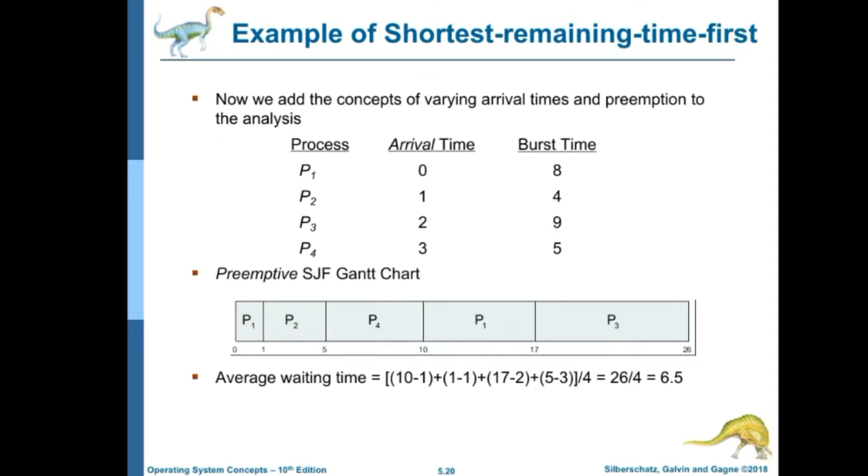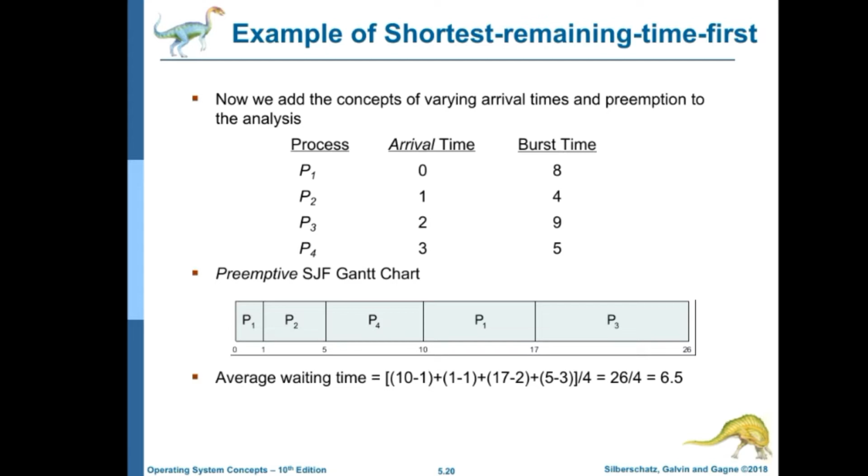Examples of shortest remaining time first. Now we add the concept of varying arrival times and preemption to the analysis. So we have the processes P1, P2, P3, and P4, with arrival times 0, 1, 2, and 3, and burst times 8, 4, 9, and 5. So this is the preemptive SJF Gantt chart, or the shortest job first.